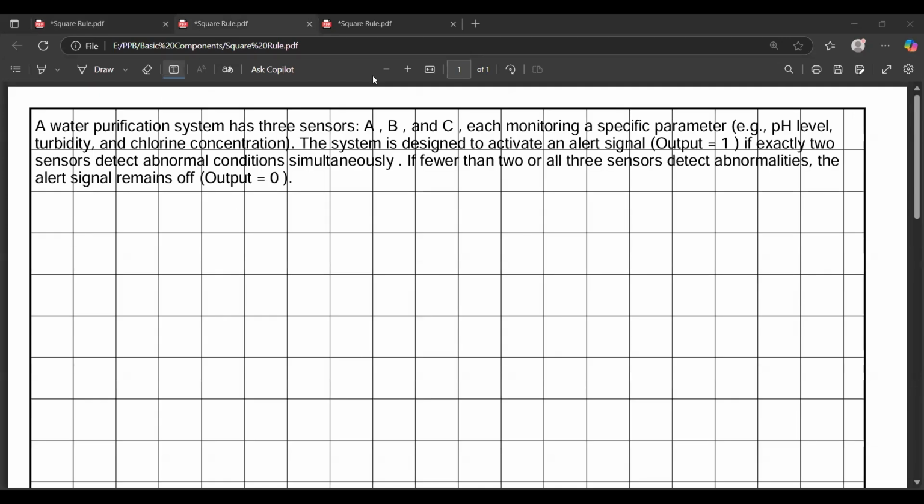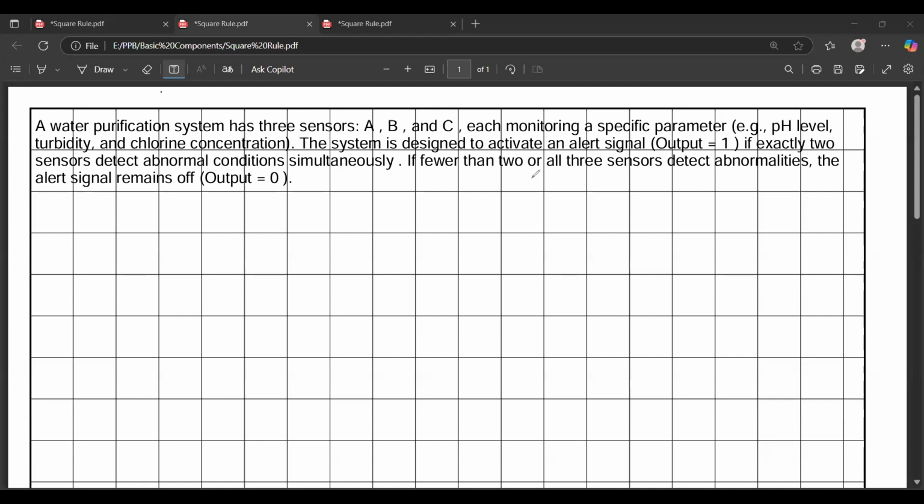Now let's do this question. A water purification system has three sensors A, B, and C, each monitoring a specific parameter, example pH level or some examples. We don't have to care about that. The system is designed to activate an alert signal, output equals 1, if exactly two sensors detect abnormal conditions simultaneously. Okay, so exactly two sensors. We can't have all the sensors working. We can only have two sensors working.